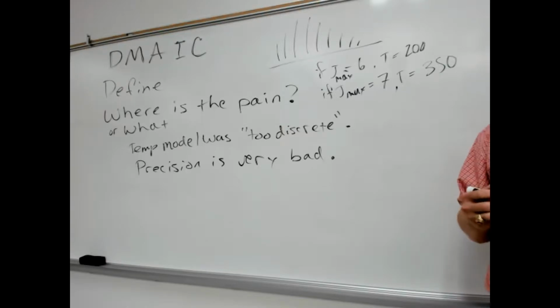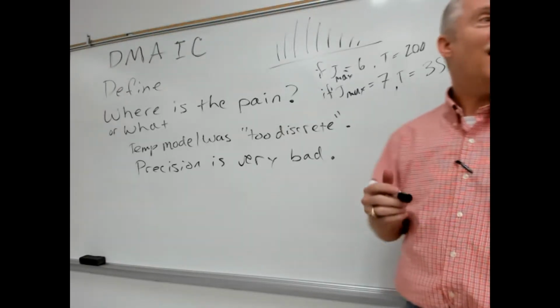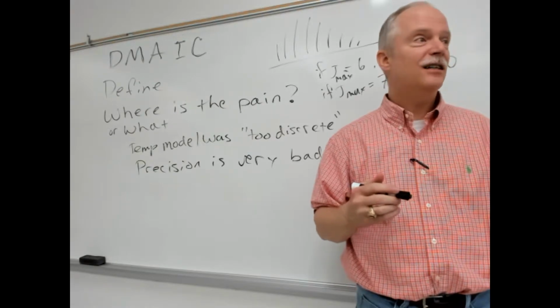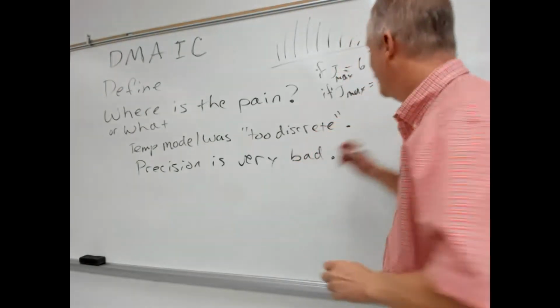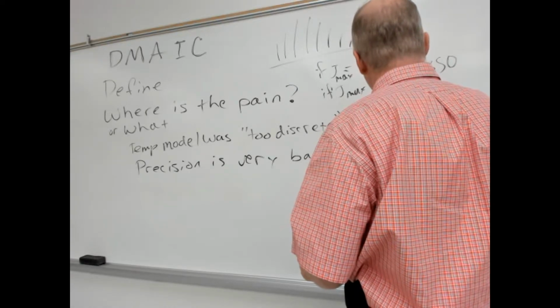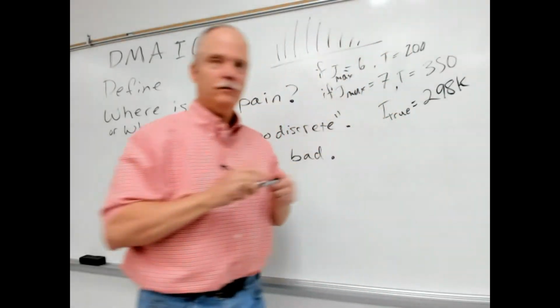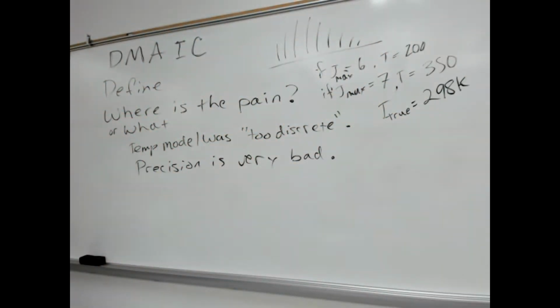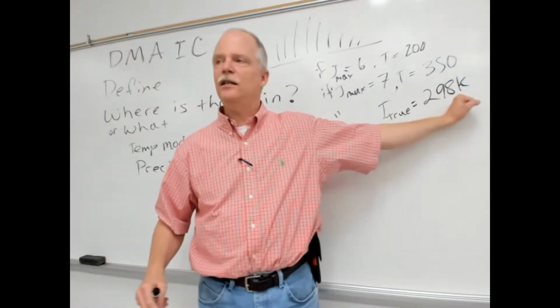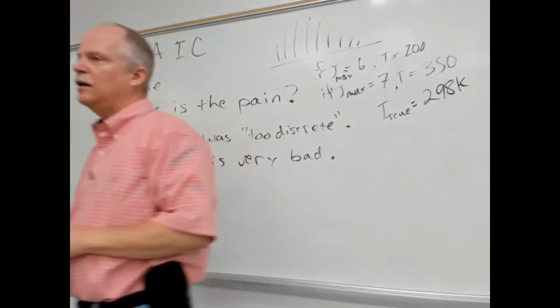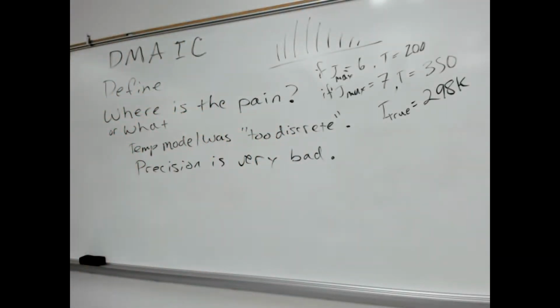You can't do accuracy without a true value. But can't you say the true value would be room temperature? Yes, so T true is equal to 298 Kelvin. But if that's an unknown, you can't bring accuracy. But I'm telling you, this was a room temperature sample. So yeah, we'll say that T true is 298. Do you follow that now? So you as a team here, give me a definition of our pain related to accuracy.